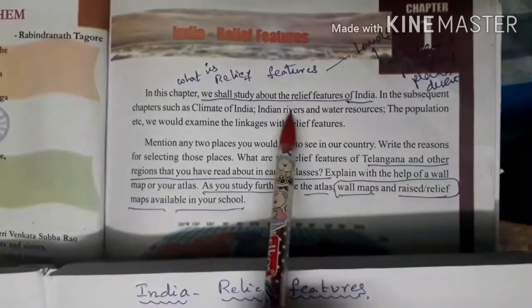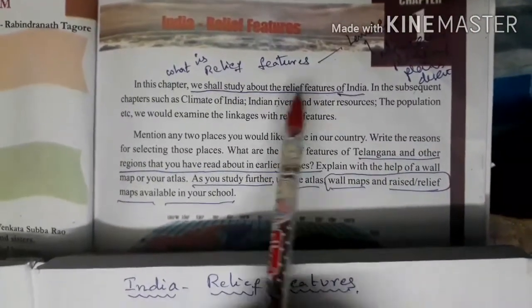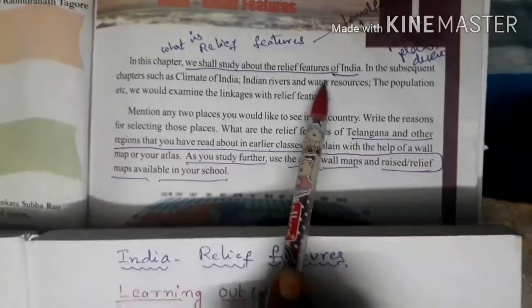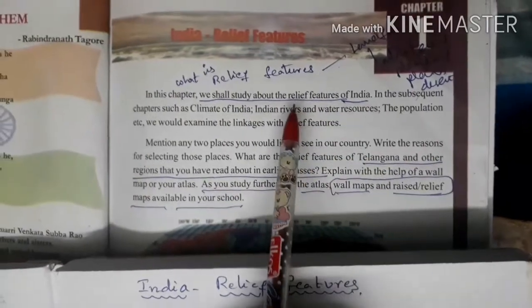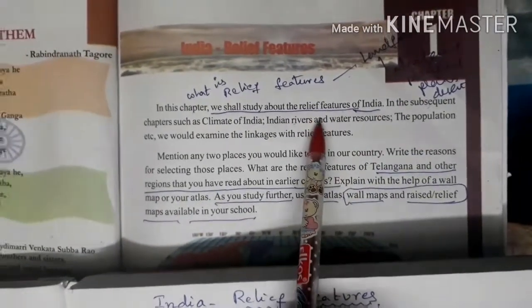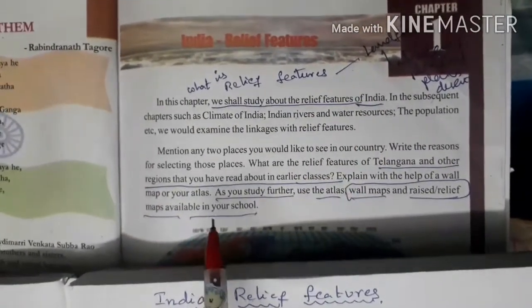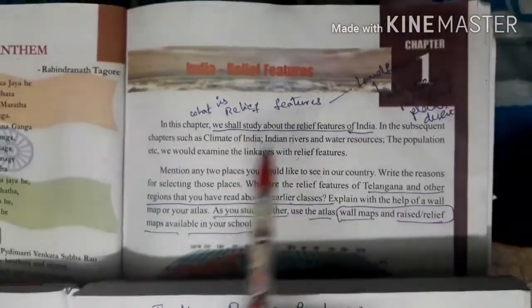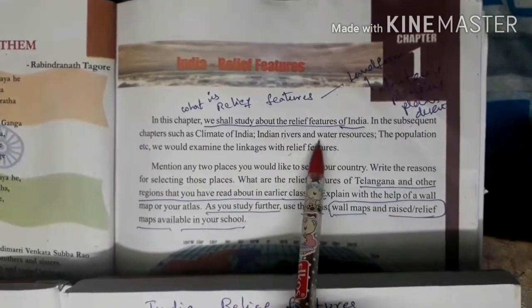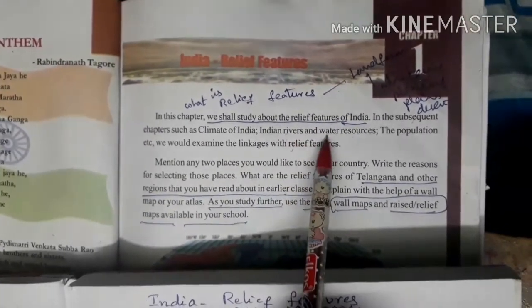Okay, shall we start? First of all, relief features. What are the relief features? Relief features is nothing but landforms. Already in your previous classes, you know the answer. What are landforms? Mountains, plateaus and plains. These are called the main landforms. Once again, I am repeating: landforms are mountains, plains and plateaus.